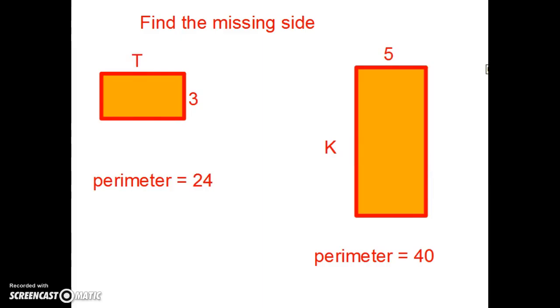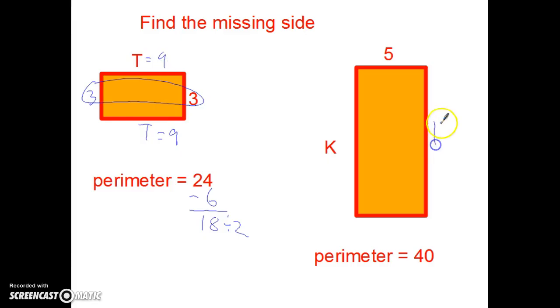Here's a couple for you to try out that were very similar. All right, this side's going to be T. This side's going to be 3. 3 plus 3 is 6. 24 minus 6 gets me to 18. Remember, I'm going to divide it by 2. So T equals 9.